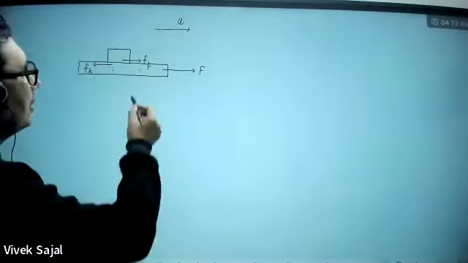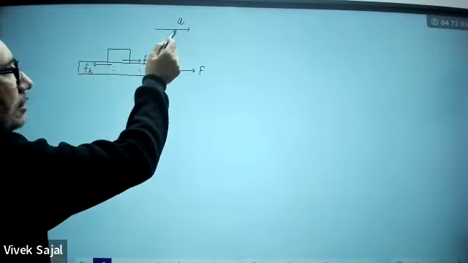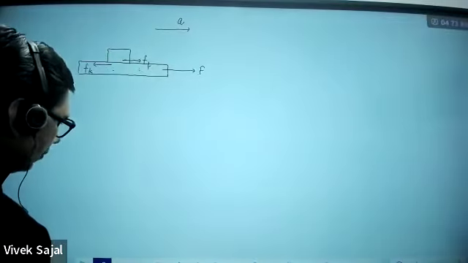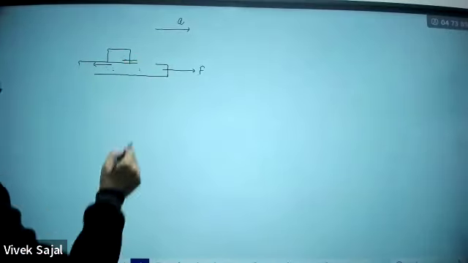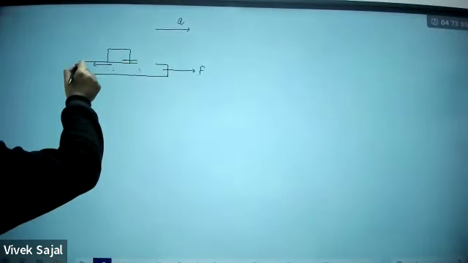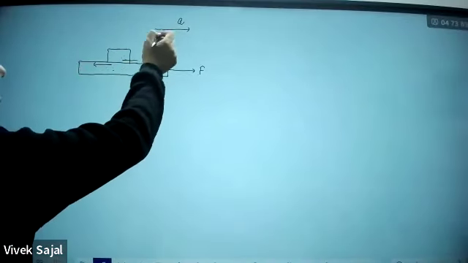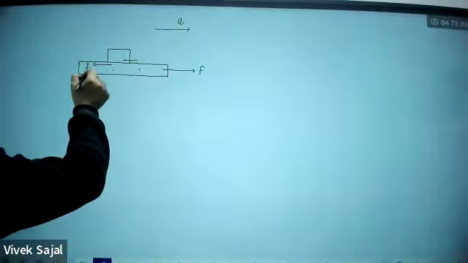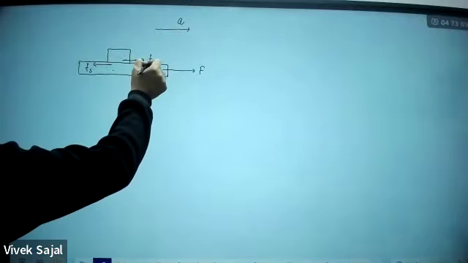But because this block and this block are moving together, there is no relative motion between them. So I should modify this here, because in the first case there was relative motion, but here I'm saying both are moving together, so this will be static friction force. And here on this block, static friction force will be here.